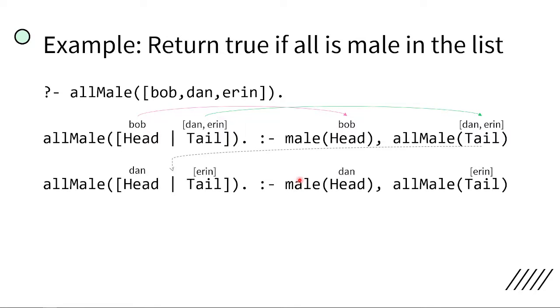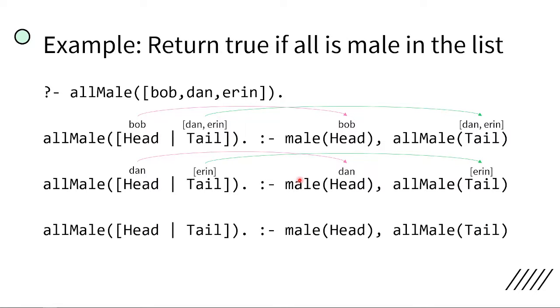Dan and Aaron are separated as head and tail. As you can see here, Dan will be passed on to the male rule. It will check if Dan is male, and then next it would check if the tail is all male. In this case, the tail has only one item, which is just Erin. After that, all male will check Erin again.